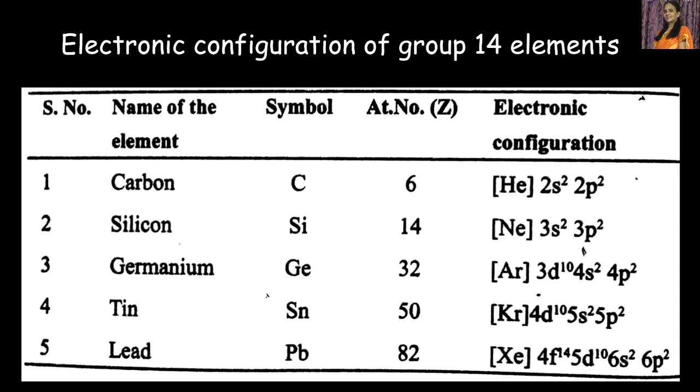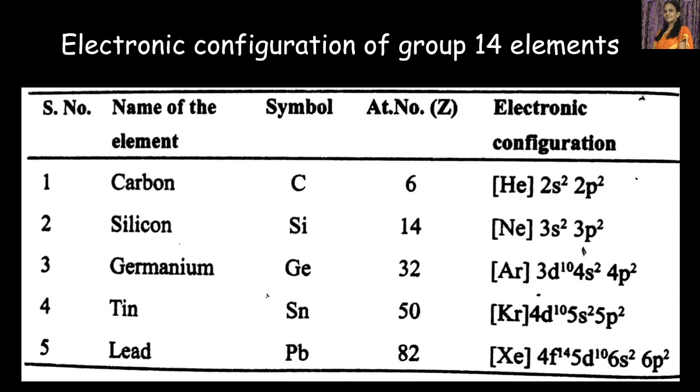So here the outer configuration we can see is ns2 np2. And if we consider the second element, silicon, its symbol is Si and atomic number is 14. The electronic configuration is neon, that is 10, 3s2 3p2, that is 10 plus 2 plus 2, 14 electrons. Here also we come across ns2 np2.